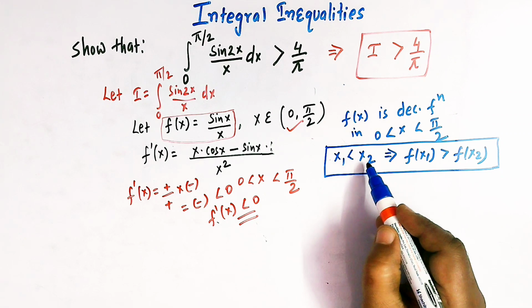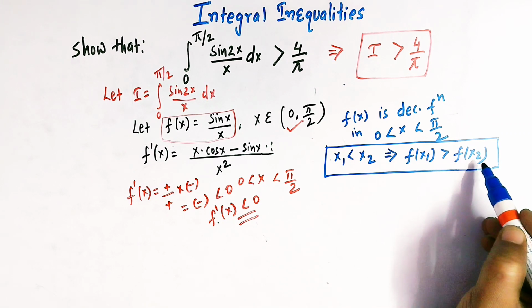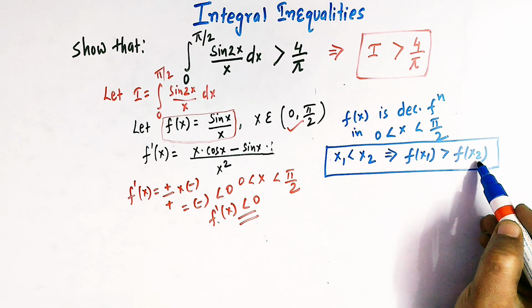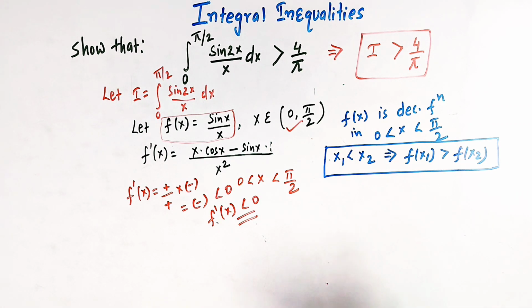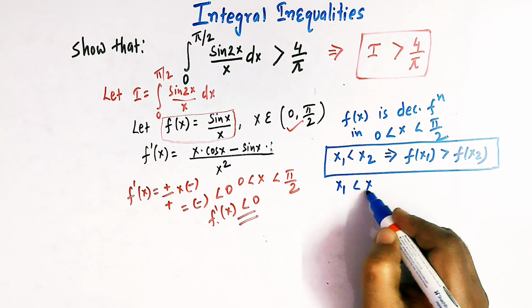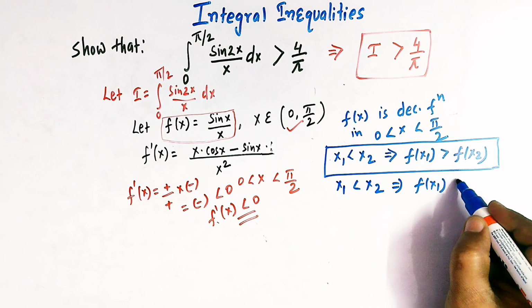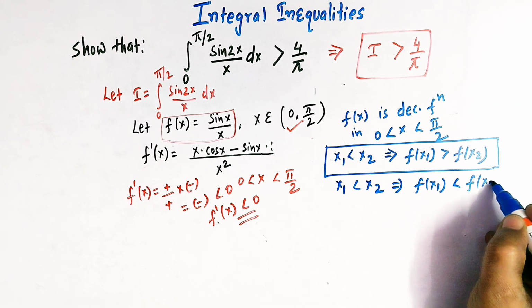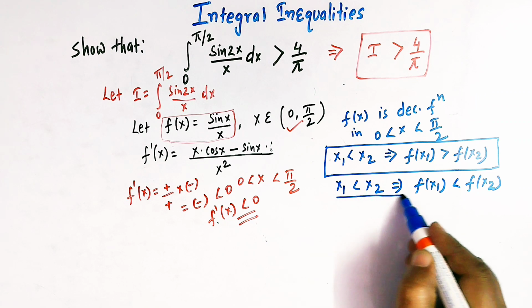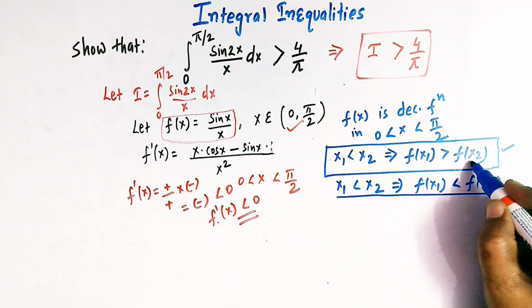So when x1 is less than x2, it implies that f of x1 should be greater than f of x2. And in the case of increasing function, we can write if x1 is less than x2, then f of x1 is also less than f of x2. So this is the case when the function is increasing, and this is the case when the function is decreasing.